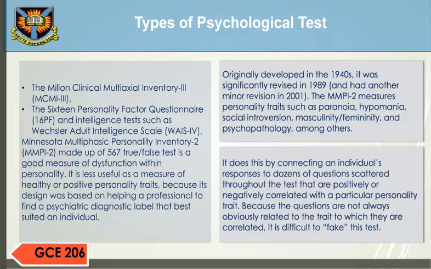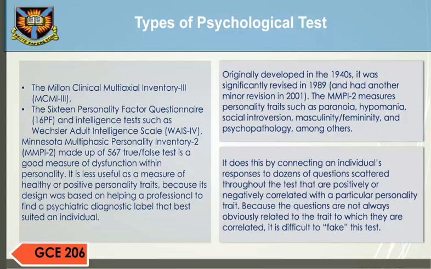The Minnesota Multiphasic Personality Inventory 2 is made up of 576 true or false items and is a good measure of dysfunction within personality. It is less useful as a measure of healthy or positive personality traits because its design was based on helping a professional to find a psychiatric diagnostic label that best suited an individual. Originally developed in the 1940s, it was significantly revised in 1989 and had another minor revision in 2001.